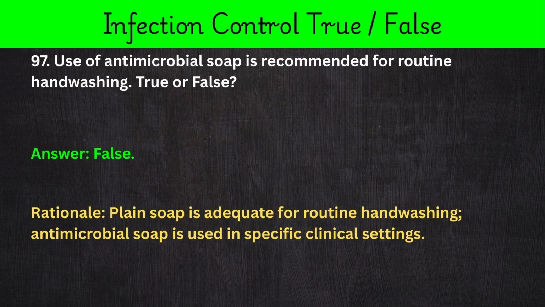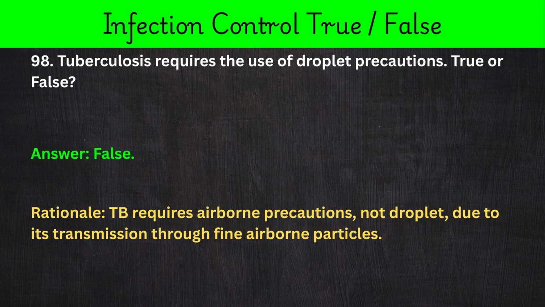97. Use of antimicrobial soap is recommended for routine handwashing. True or false? Answer: false. Rationale: plain soap is adequate for routine handwashing. Antimicrobial soap is used in specific clinical settings. 98. Tuberculosis requires the use of droplet precautions. True or false? Answer: false. Rationale: TB requires airborne precautions, not droplet, due to its transmission through fine airborne particles.